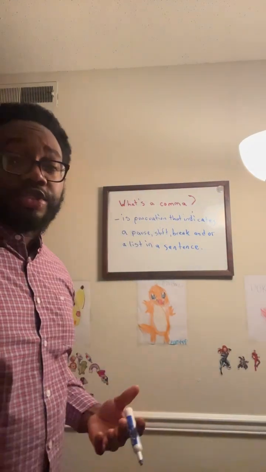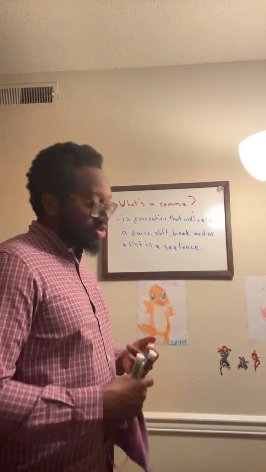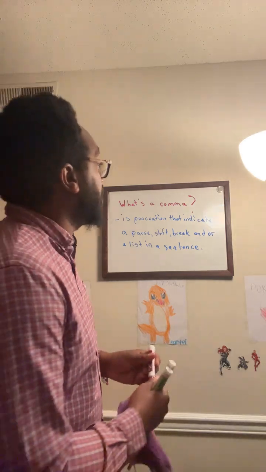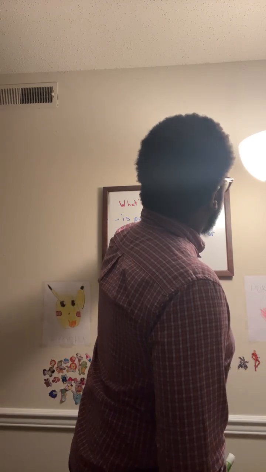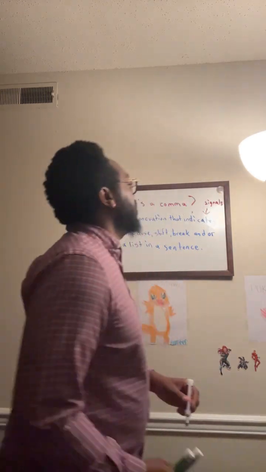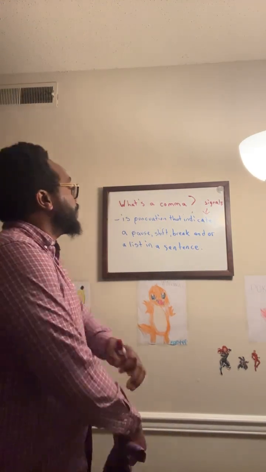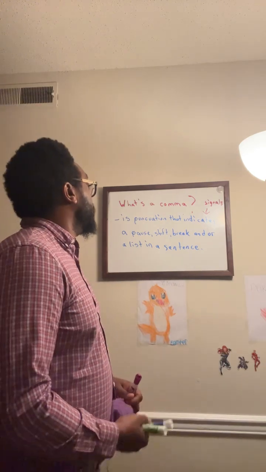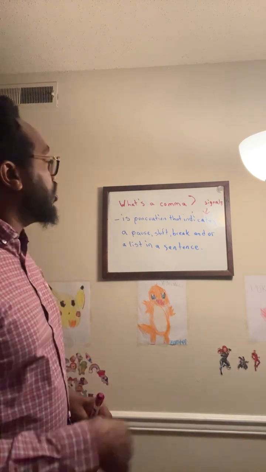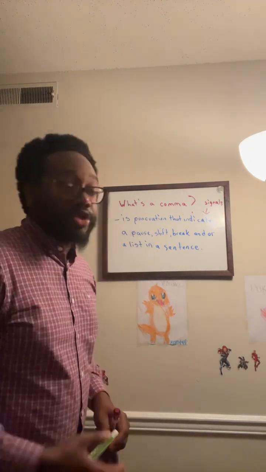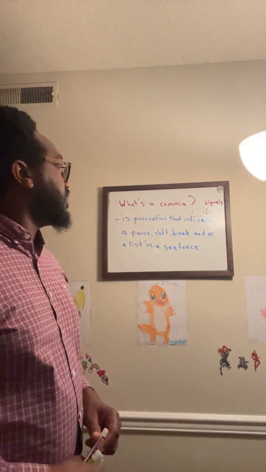Okay, now here's one definition of a comma. It is punctuation that indicates. So indication, when something's indicated, it signals, okay? So if I were to annotate right here, I ask myself, what does indicate mean? Indicate is something that signals. It signifies something. So, a comma is punctuation that indicates or signals a pause, shift, break, and or list in a sentence.